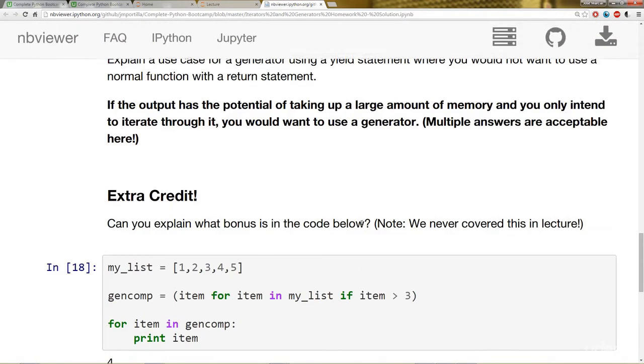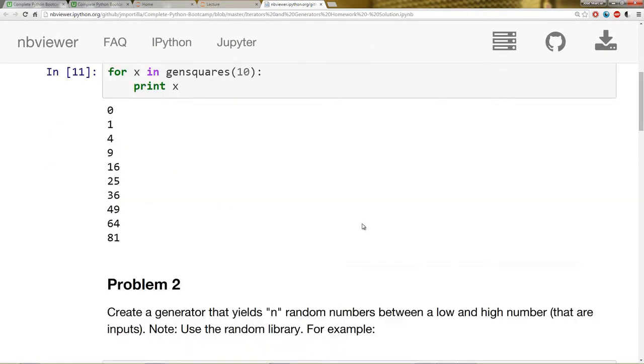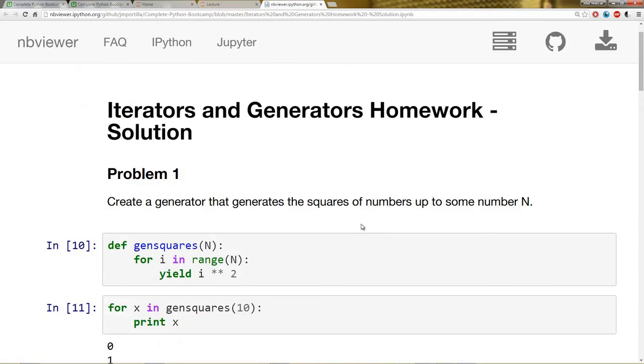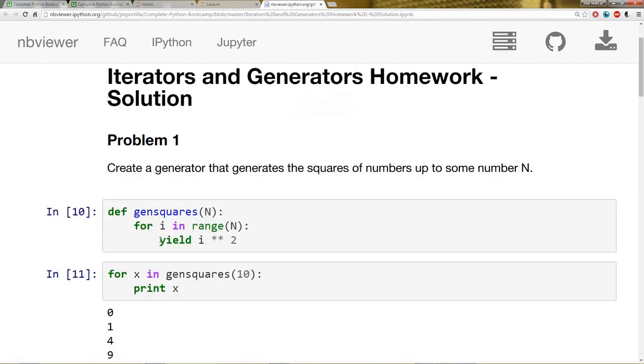further. Other than that, that's it for the iterators and generators section of this course. Main takeaway is just to keep in mind to use generators when they're appropriate, and the yield statement is what makes a normal function into a generator function.